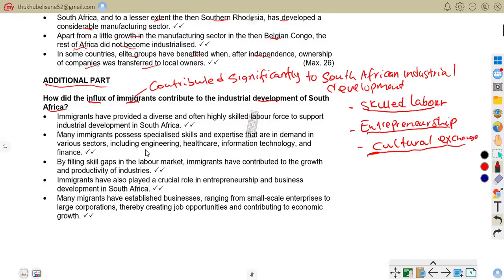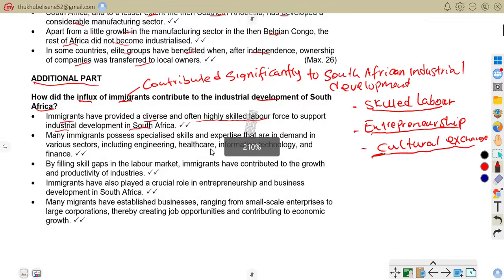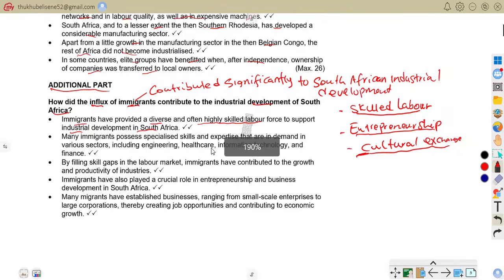That is that. So let us come to the point that I mentioned here: how did the influx of immigrants contribute to the industrial development of South Africa? It says immigrants have provided a diverse, often highly skilled labor force to support industrial development in South Africa, as we have talked about skilled labor.